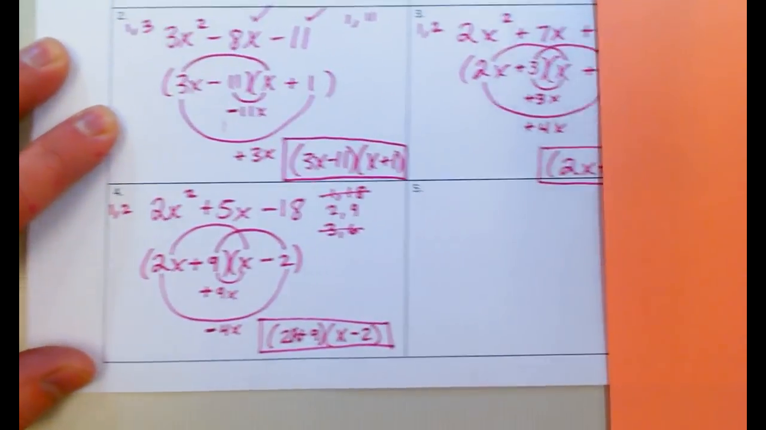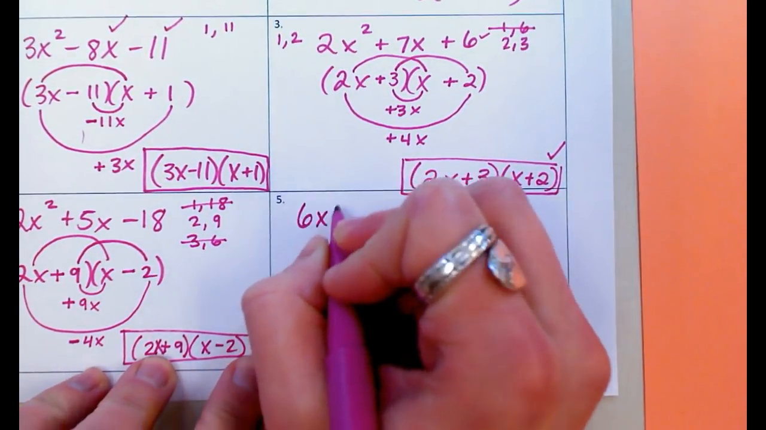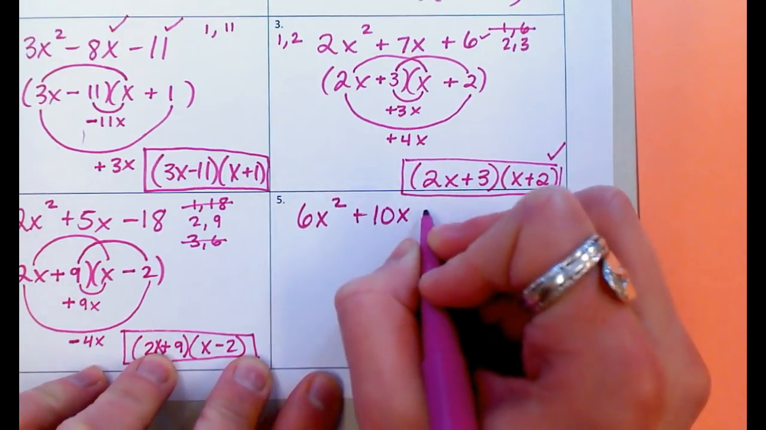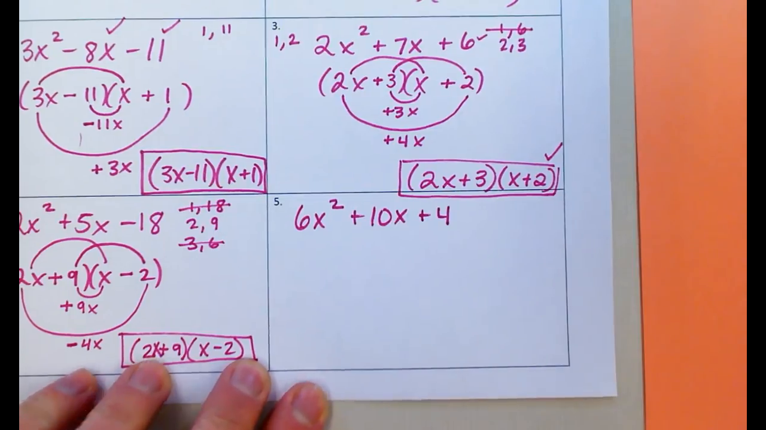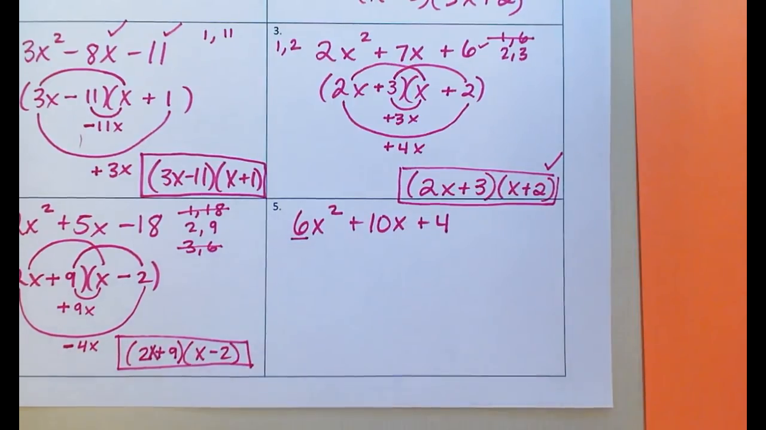All right, our next one here, we have 6x squared plus 10x plus 4. Now remember what I said about this lesson. We're going to be factoring when a is prime. Notice 6 is not a prime number.